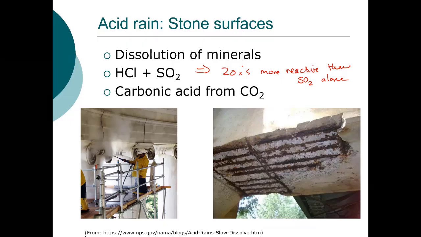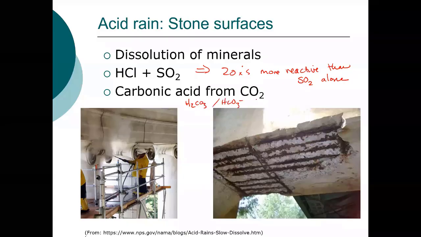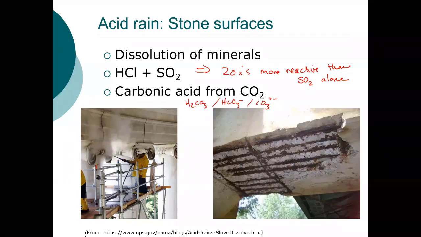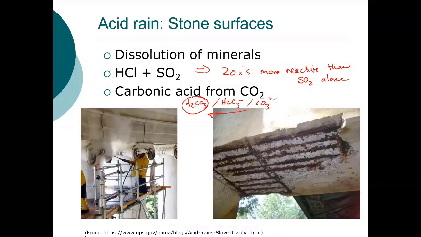The other problem is that we mentioned the CO2 dissolving. We have carbonic acid, bicarbonate, and carbonate, or our three species of carbonate. If the pH is lower, that shifts equilibrium toward carbonic acid. And that carbonic acid can then react to result in significant corrosion of your concrete structure.